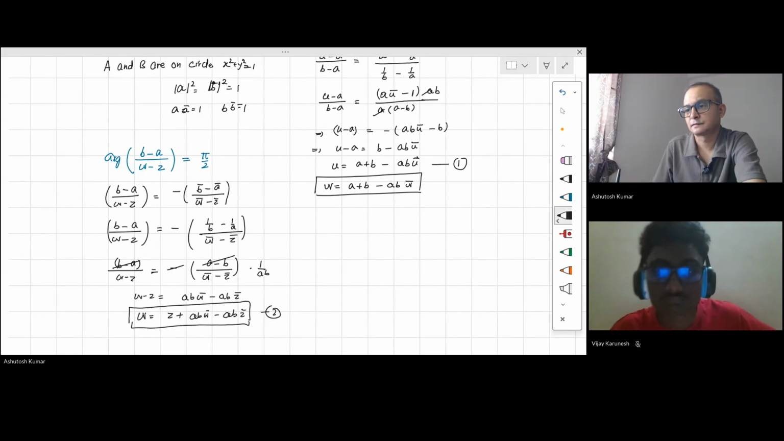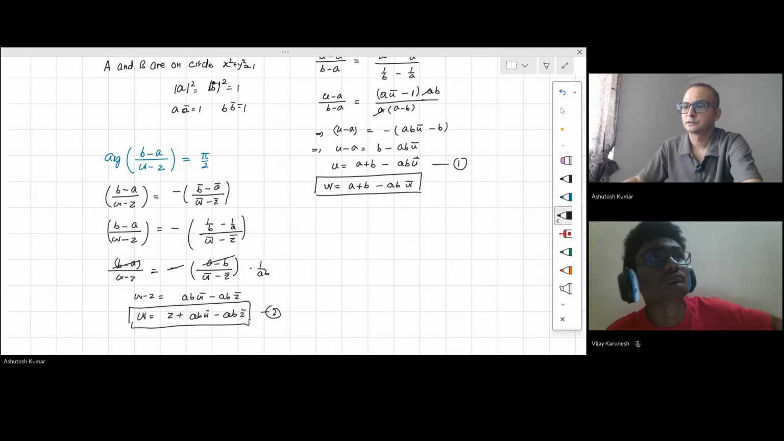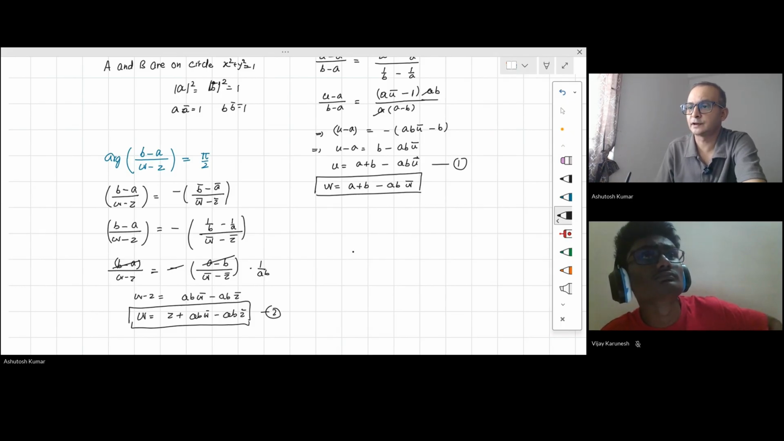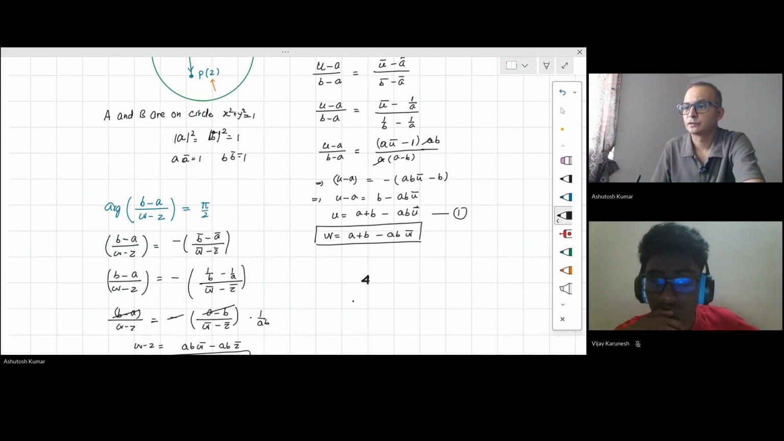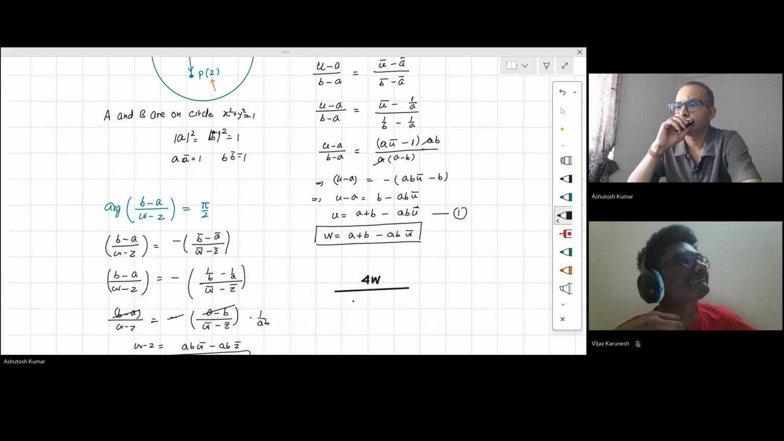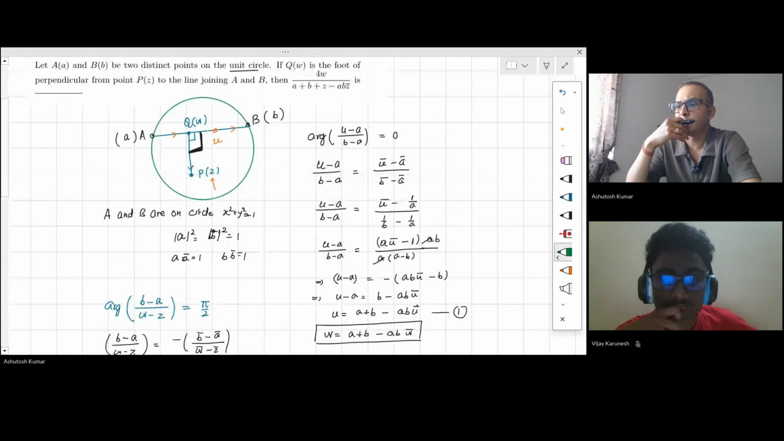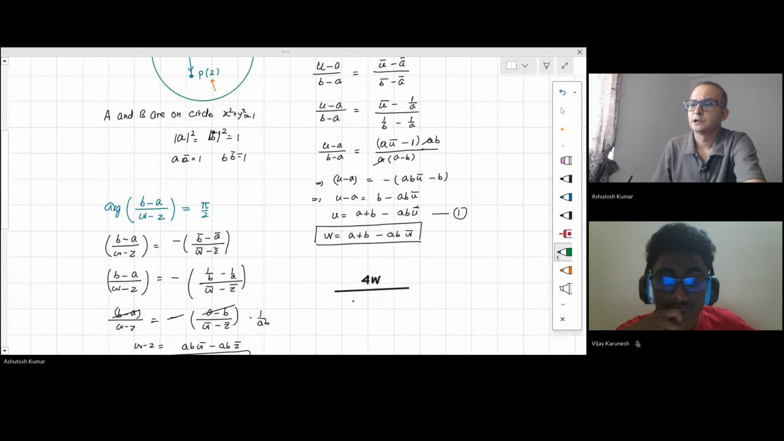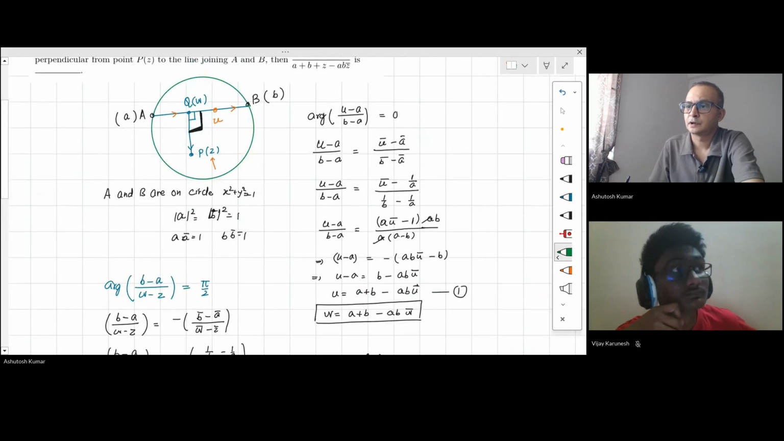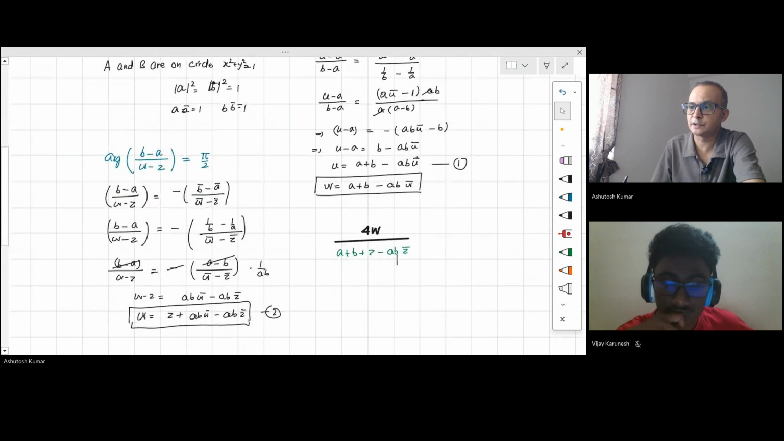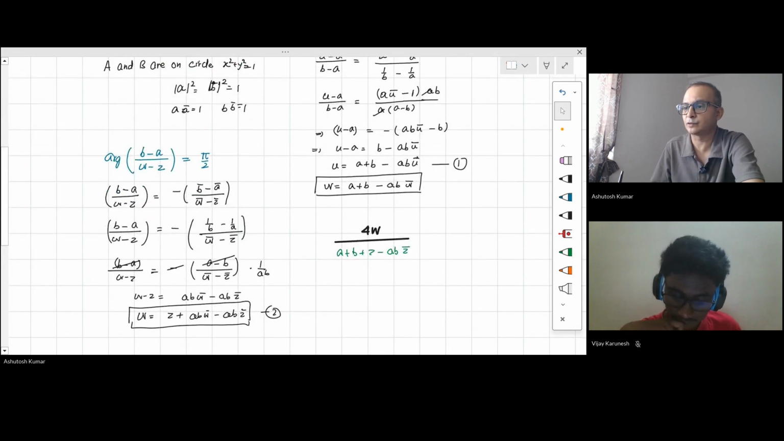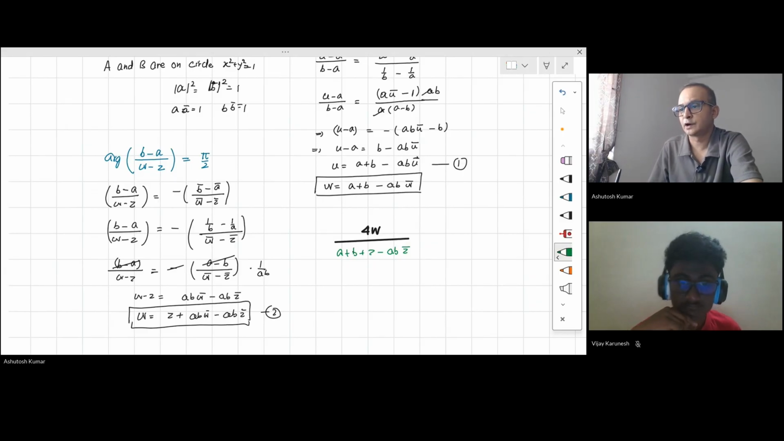So what we have to evaluate here is 4W divided by A plus B plus Z minus ABZ bar. Correct? That I have to evaluate. So can we just relate these two things? Can we relate these two things?